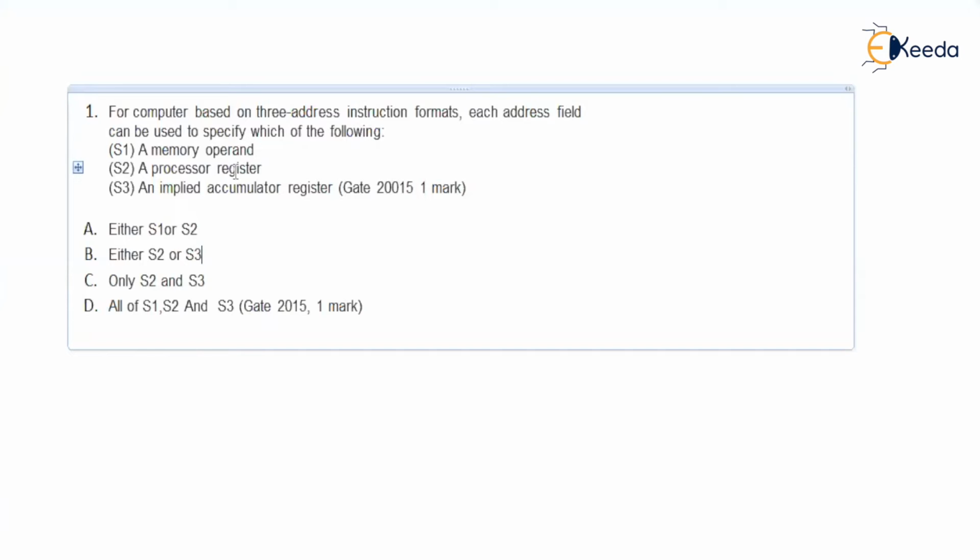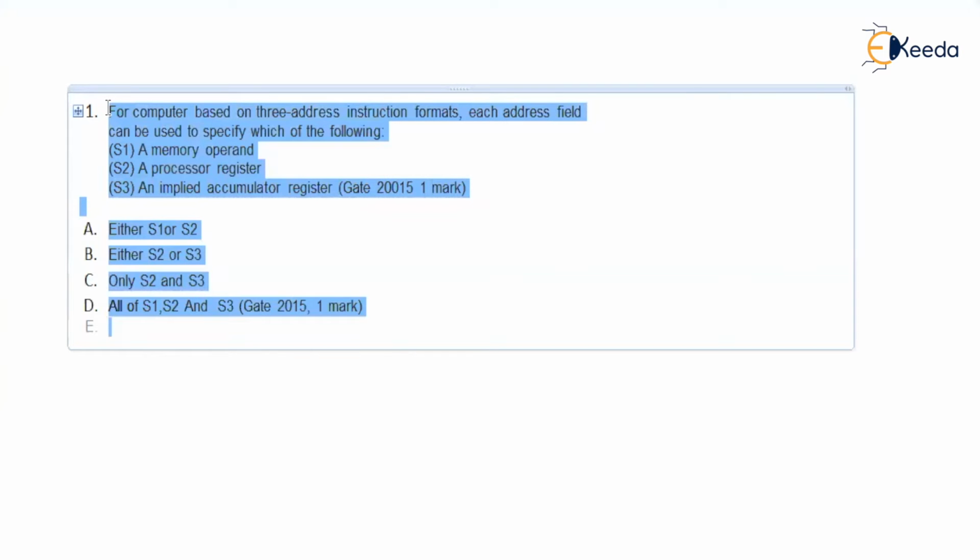S1: a memory operand, S2: a processor's register, S3: an implied accumulator register. The options are S1 and S2, S1 or S2, S2 or S3, only S2 and S3, all of S1, S2 and S3. Let us have a look at this question and let us see how to solve this question.